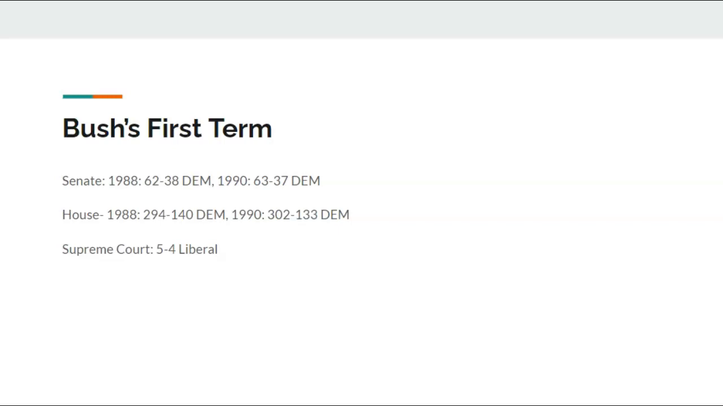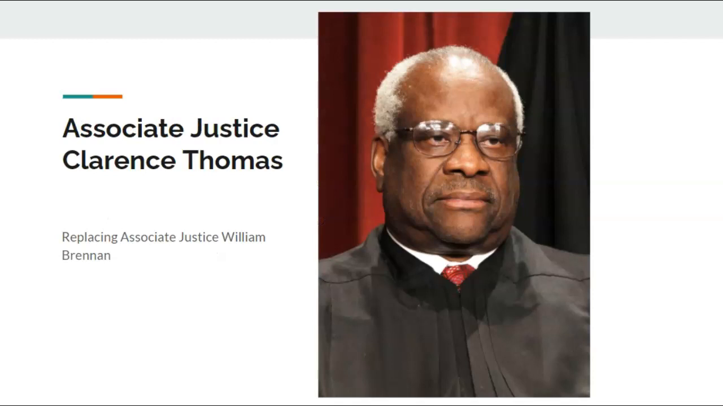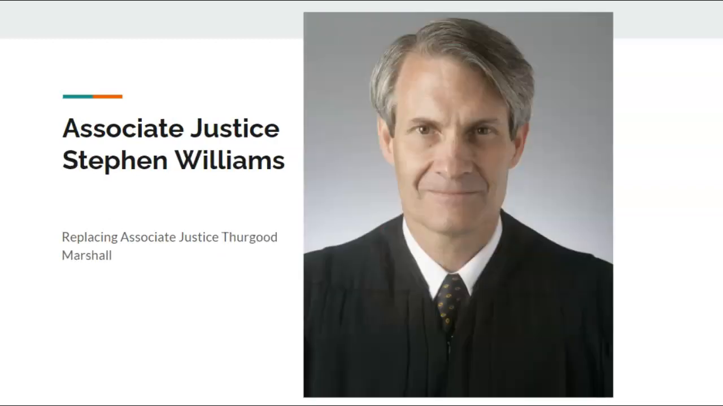And the Supreme Court goes 5 to 4 Liberal, as Bush gets to nominate 2 justices to the Supreme Court. First is Clarence Thomas, as he replaces Associate Justice William Brennan, and Stephen Williams, who replaces Associate Justice Thurgood Marshall.